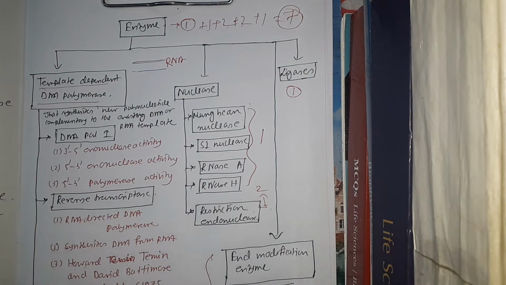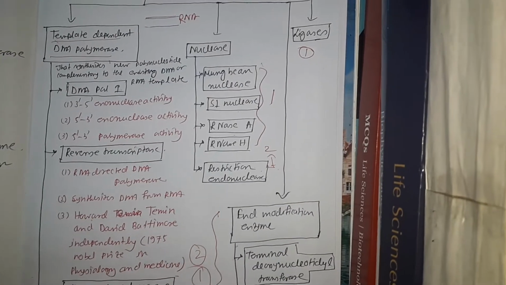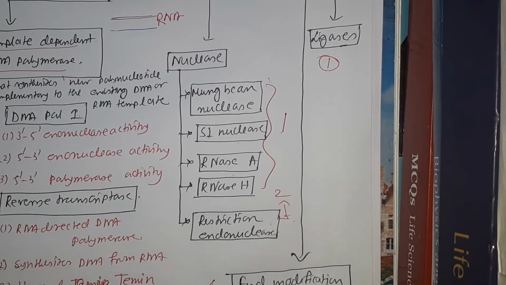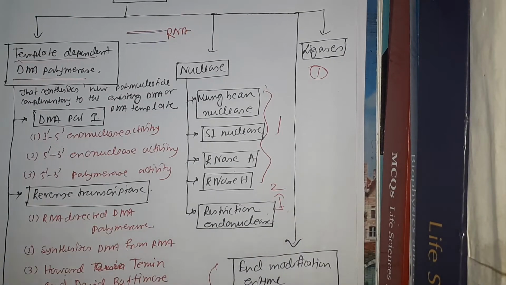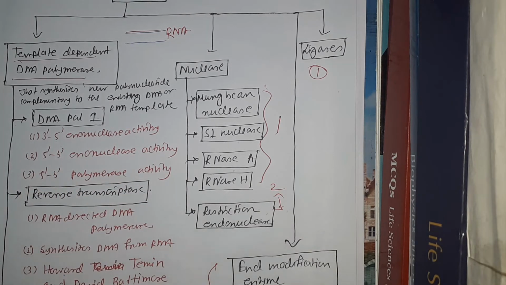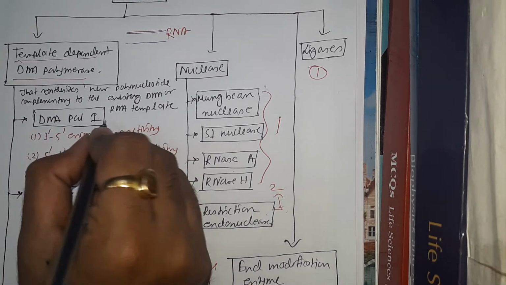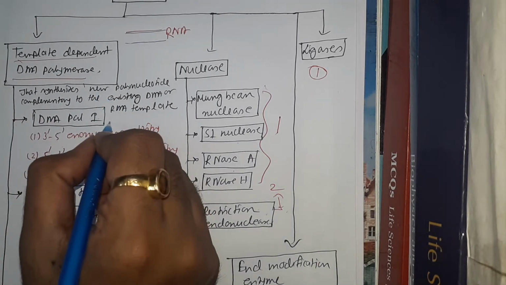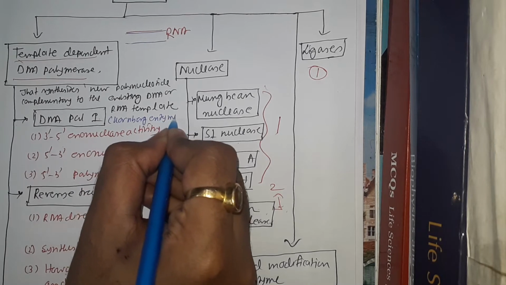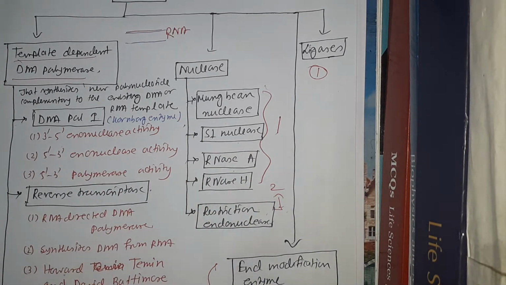We have divided this template dependent DNA polymerase into four different parts. Let me zoom. Okay, that will be better. So in the template dependent DNA polymerase, the first part is DNA polymerase 1. In DNA polymerase 1, we have three properties. We can also call DNA polymerase 1 the Kornberg enzyme, by the name of its inventor, Kornberg.